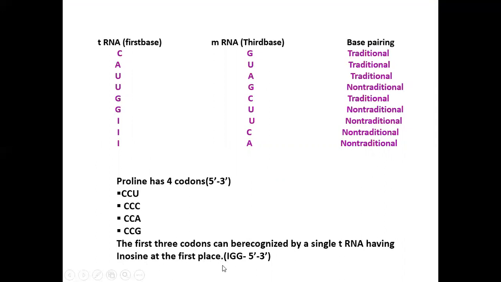See here, IGG is an anticodon of proline. These three codons are identified by IGG only, because I can pair with U, I can pair with C, I can pair with A also. So this is the wobble base pairing. The lack of specificity of the third nitrogen base in the codon is called the wobble hypothesis.